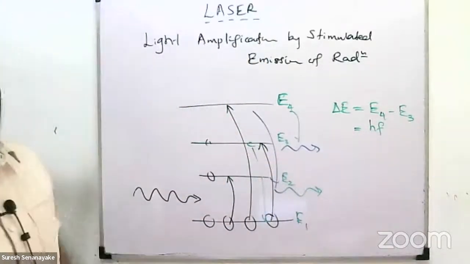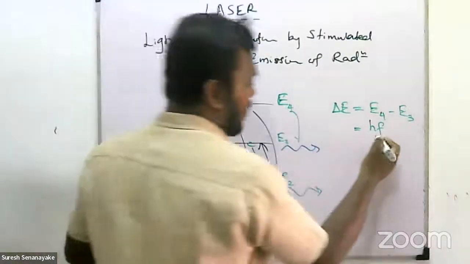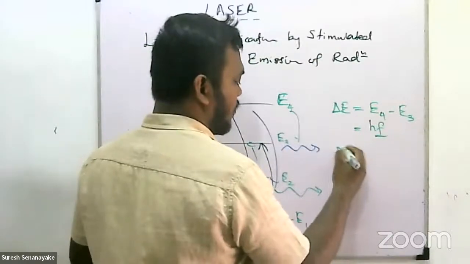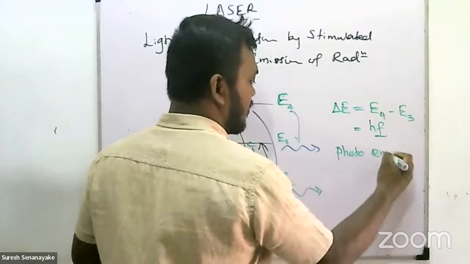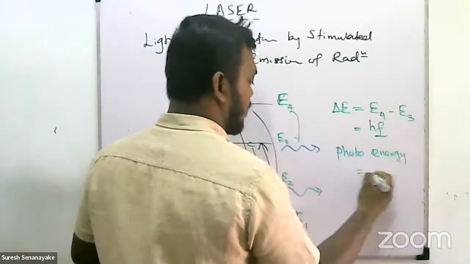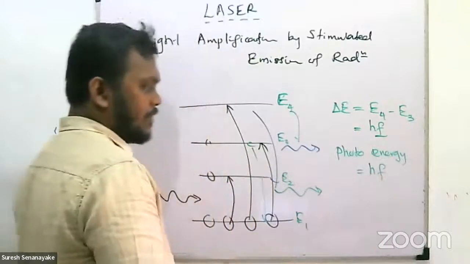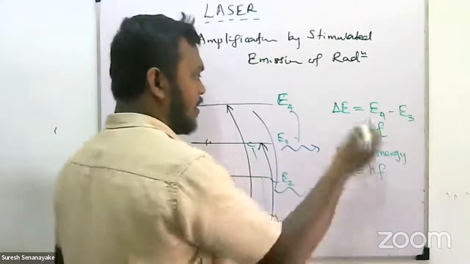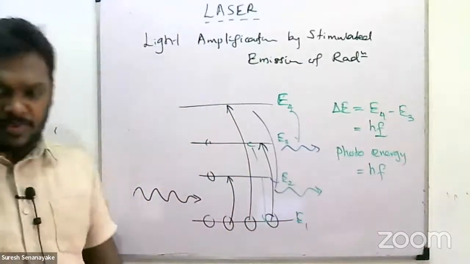Between two particular levels, the energy of a photon is hf. This photon having the frequency f, its energy is hf. So you need to know about this. The photon energy equals hf. This is the energy of a photon with a frequency f only, right? If the frequency changes, this energy changes, and that's why different energy levels correspond to different frequencies.